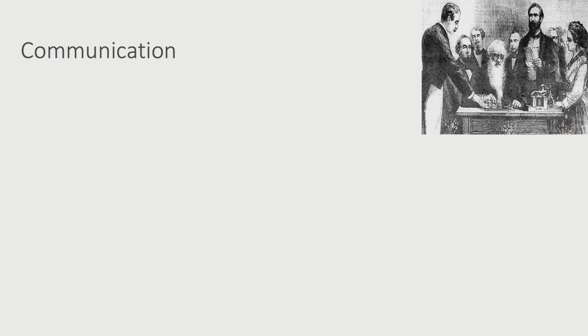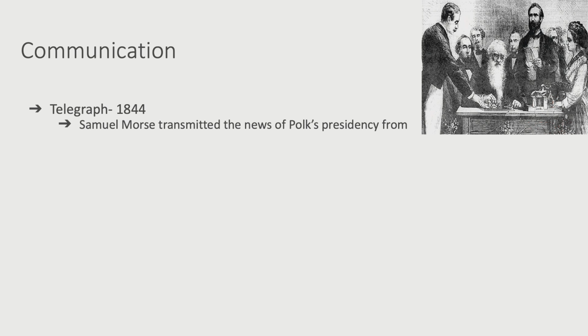So the breakthroughs in communication. The first, 1844, the telegraph is invented. Samuel Morse, the first telegraph ever sent, he transmits the news of Polk winning the presidency from D.C. to Baltimore, Maryland. By 1860, so less than 20 years later, there is 50,000 miles of telegraph wire throughout the United States.